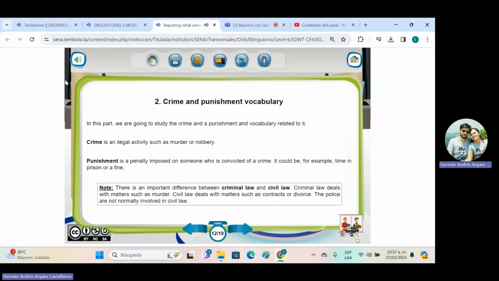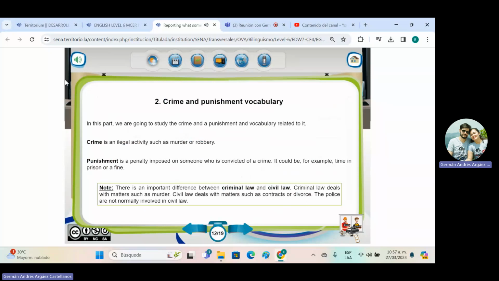Vocabulary. In this part, we are going to study crime and punishment and vocabulary related to it. Crime is an illegal activity such as murder or robbery. Punishment is a penalty imposed on someone who is convicted of a crime. It could be, for example, time in prison or a fine.